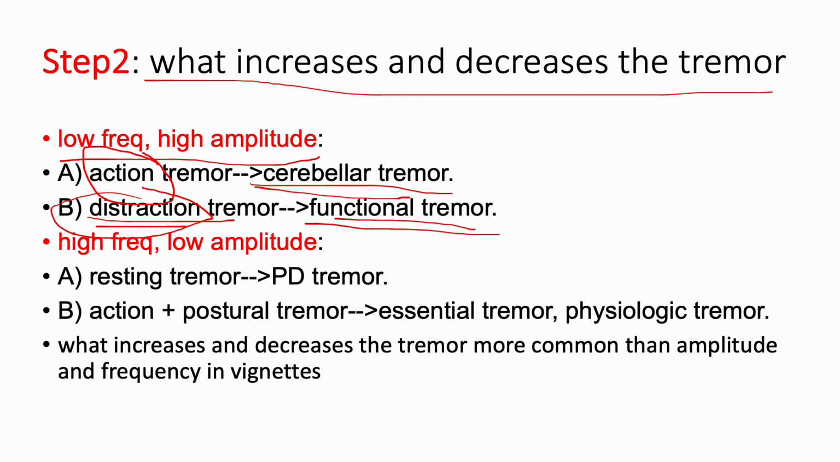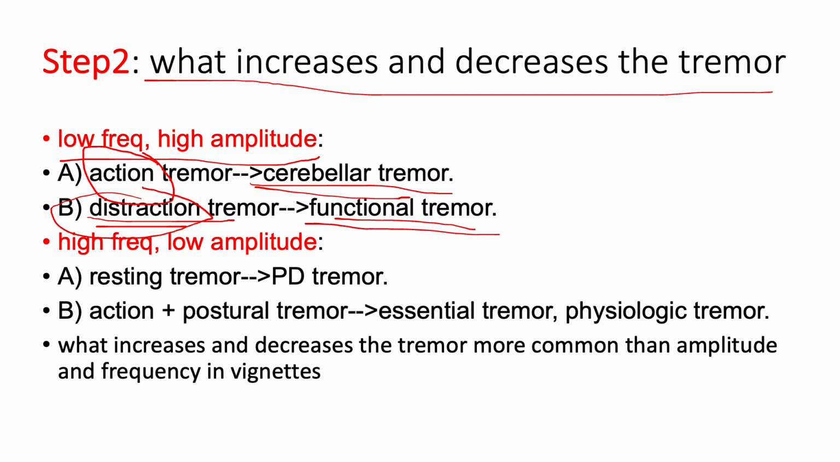So action tremor means that the tremor increases when there is a goal-oriented movement. For example, there is finger to nose testing. This is a classical example. And if you see finger to nose testing, which is positive in the question stem, this means that there is an action tremor which identifies as a cerebellar tremor if the frequency is low and the amplitude is high.